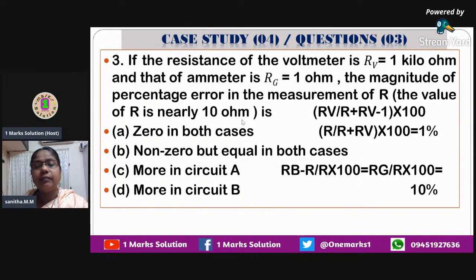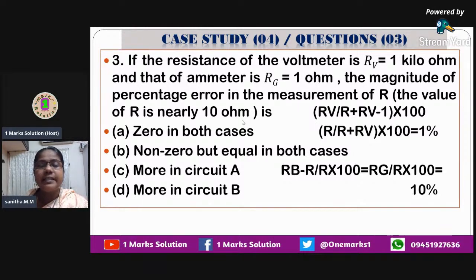So first of all, we have to find the delta R. Here it is written, RV by R plus RV minus 1. Why? Because we know that the combination is parallel. That is why we have written like that. So that into 100, delta R into 100 divided by R is also there. Then what else we have to do? We can say that R plus RV, when it goes, R will cancel, and when we simplify the last equation, you will get R by R plus RV into 100.